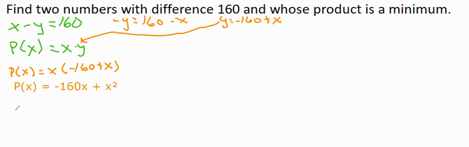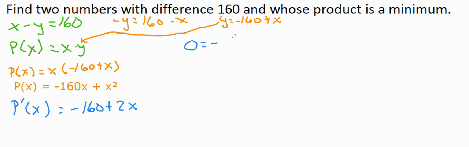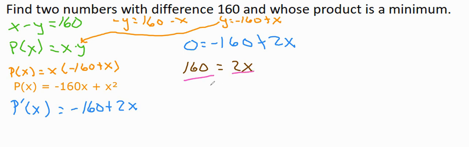So now we need to take the derivative. That's going to help us find the optimization points or the critical points. Derivative of negative 160x is going to be negative 160, and the derivative of x squared is going to be 2x. And now we need to set this equal to 0 and solve, because that's going to be the critical points. So we're going to have that 0 is going to equal negative 160 plus 2x, and this is just a little bit of algebra. Add 160 to both sides. That gives us 160 equals 2x, and then we divide by 2. And that's going to give us that x is 80.